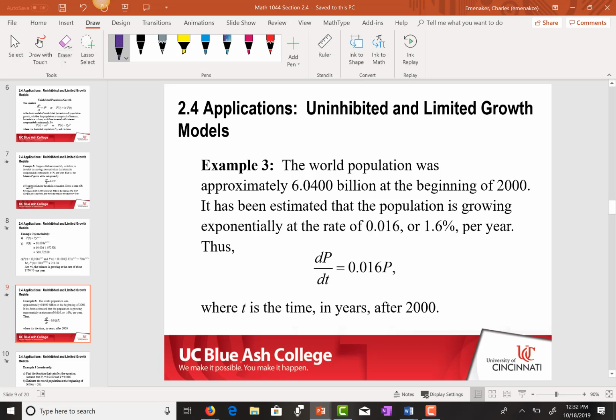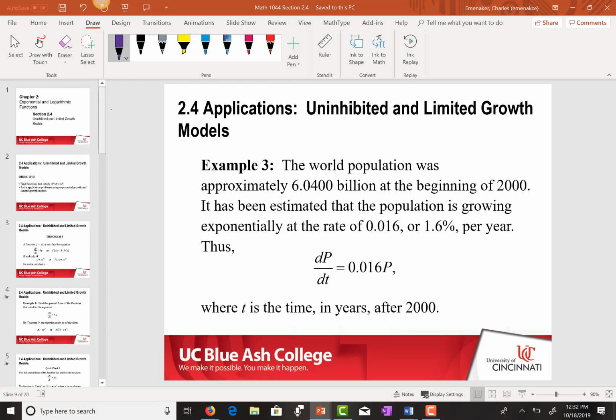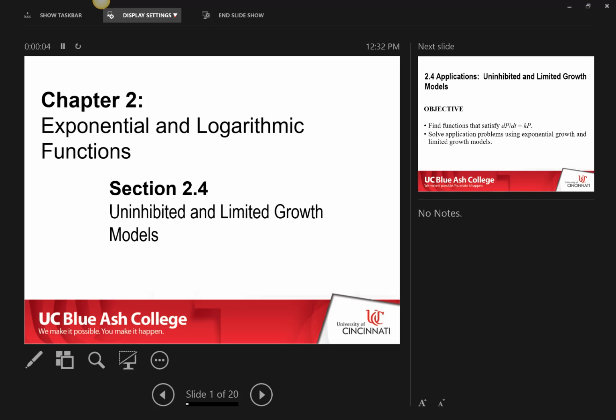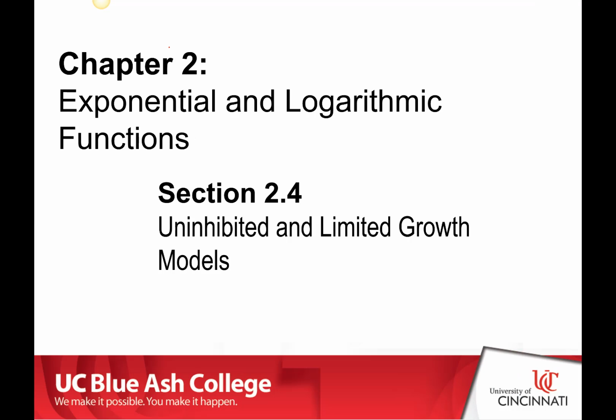And let's see, these slides are posted. So if you ever want to print anything out or whatever, they're available for you to make use of. All right. In section 2.4, we're going to start talking about growth. There are two different types of growth models that we're going to focus on. One is an uninhibited growth. That means it can keep growing and growing and growing.